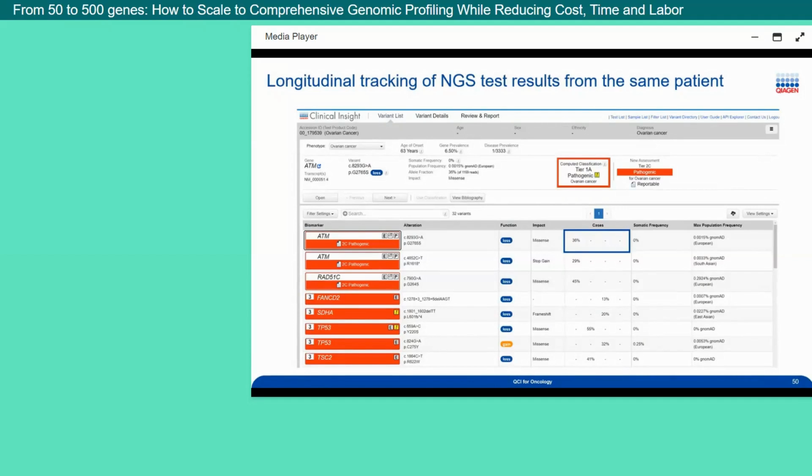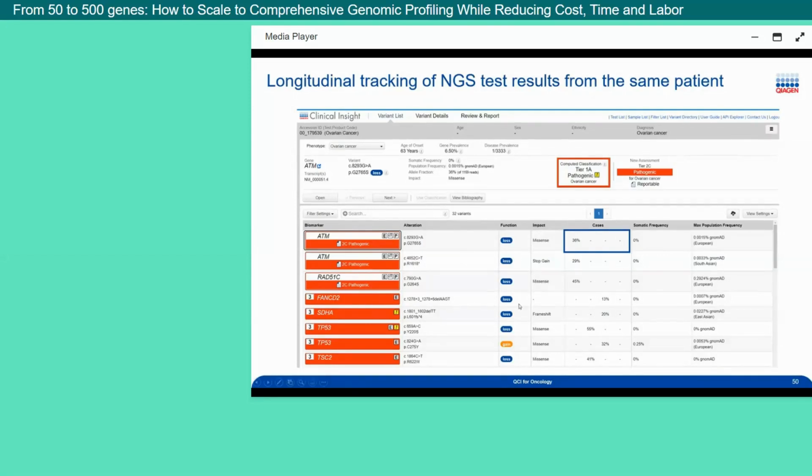If you analyze NGS tests of cancer samples from different time points, as is the case here, the variant list displays within the case column the allele fractions that were detected at the different time points. For example, the ATM mutation was present only in the initial sample, but not in the other 3 samples that are shown here.